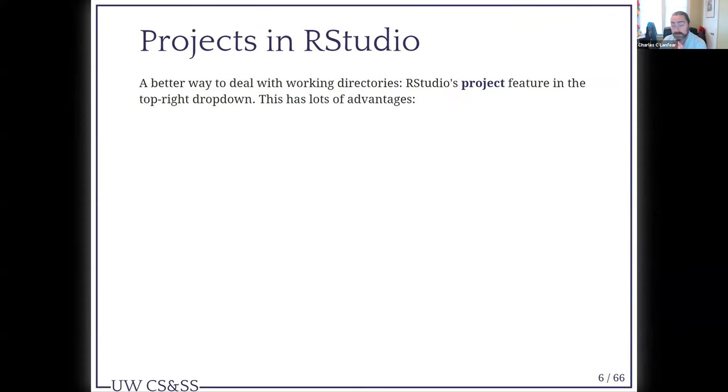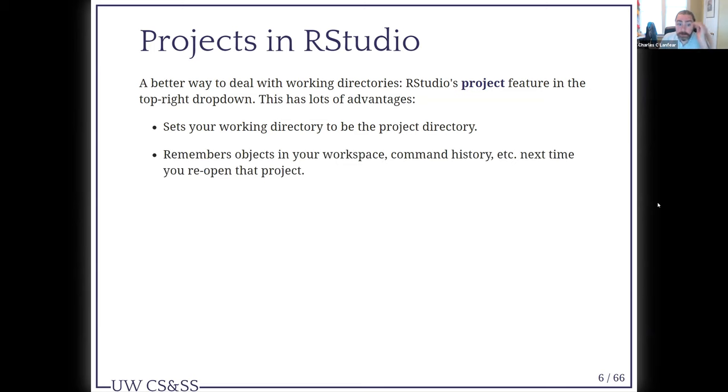Okay, there's a bunch of advantages to this. So it sets your working directory to be the project directory. Whatever is the top level directory of a project, wherever you create that project, when you swap to that project, it changes your working directory to that. So you don't have to mess with them at all if everything refers to that top level directory and its contents. It also remembers any objects in your workspace, your command history, et cetera, next time you reopen that project if you have it set to do so. I actually have it set to not remember the objects, but I do have it set to remember the tabs I have open, but I prefer to have R wipe everything every time I close it or change projects.